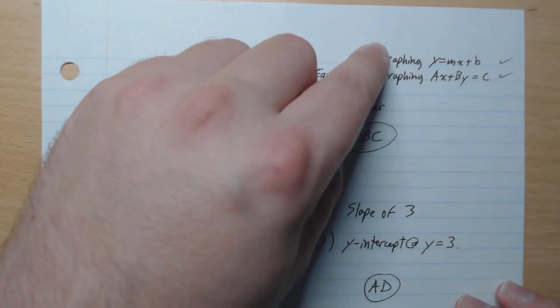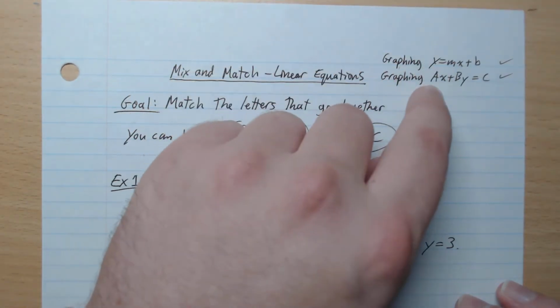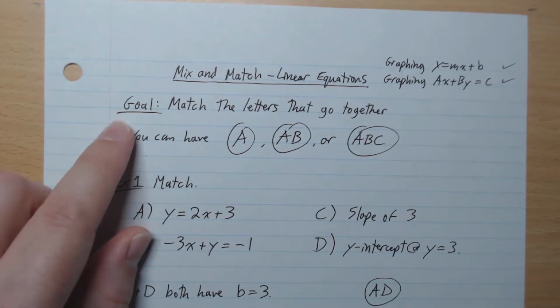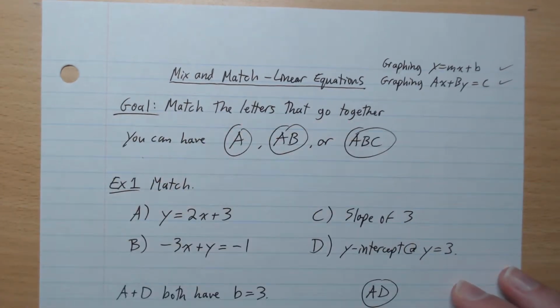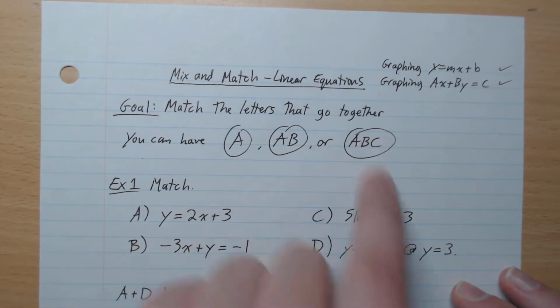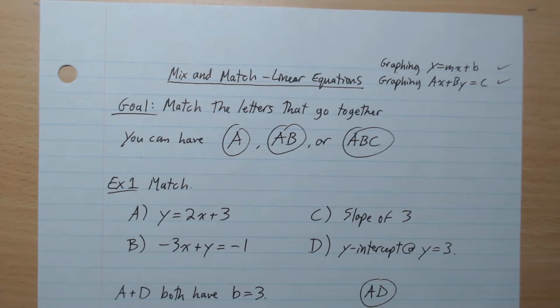If you've seen the previous graphing videos for slope-intercept form and standard form, today's lesson will be a lot easier for you. So what's our goal? Our goal is to match the letters that go together. You can have it on its own, a pair of two, or three letters that go together. So I'll do a couple examples and then you guys can do some practice.